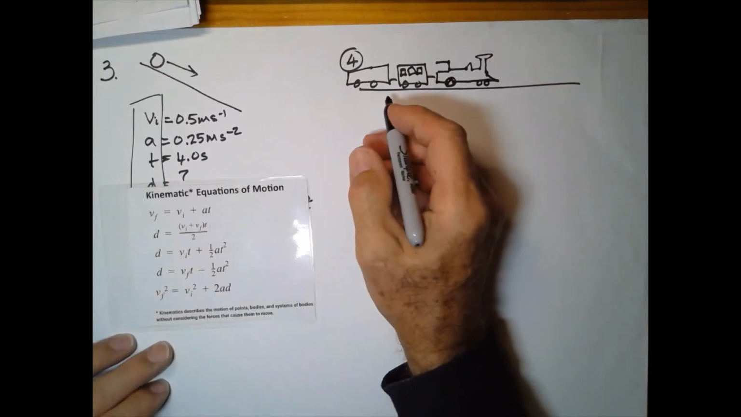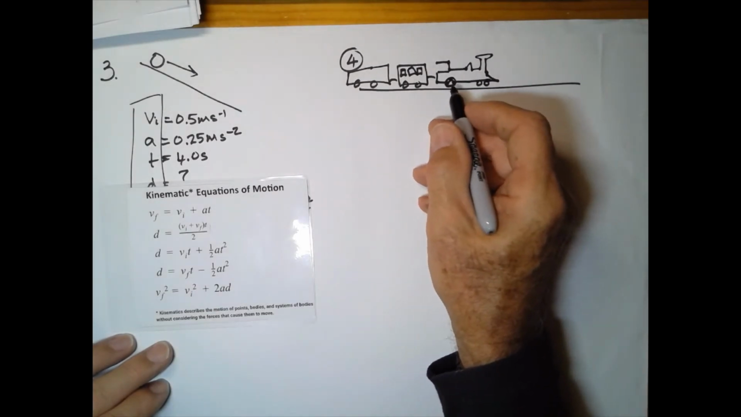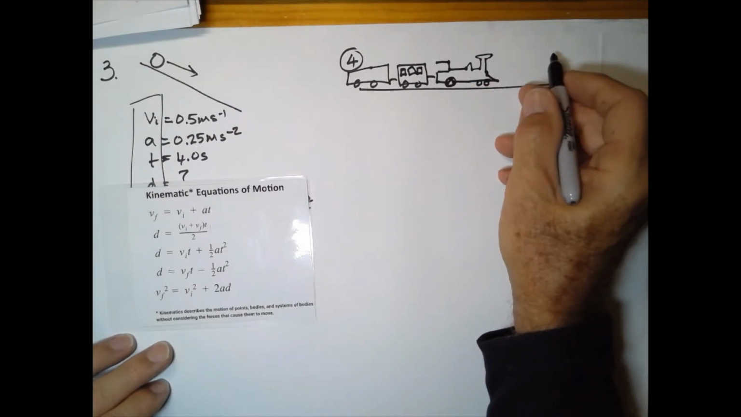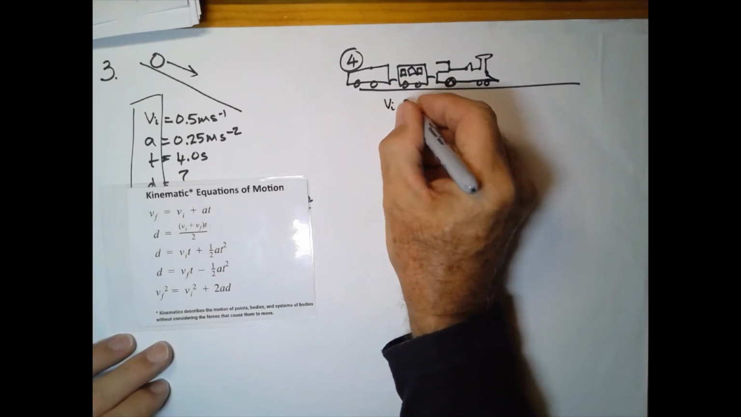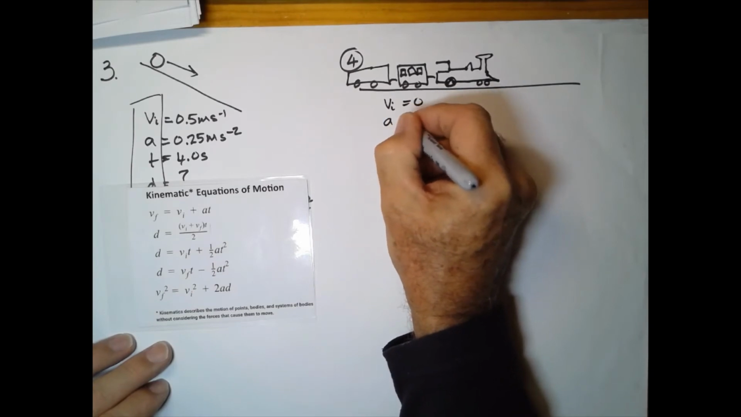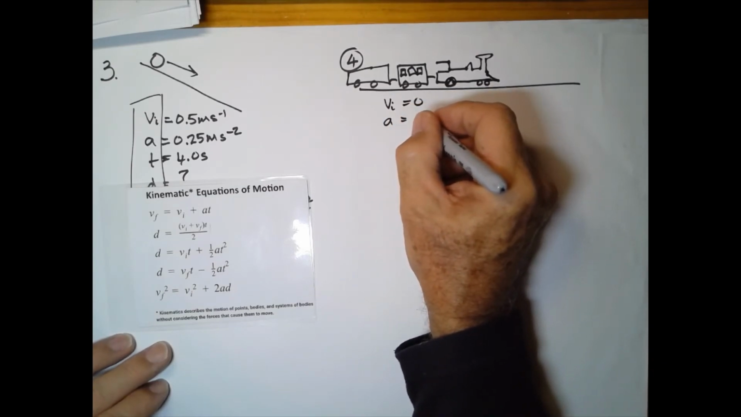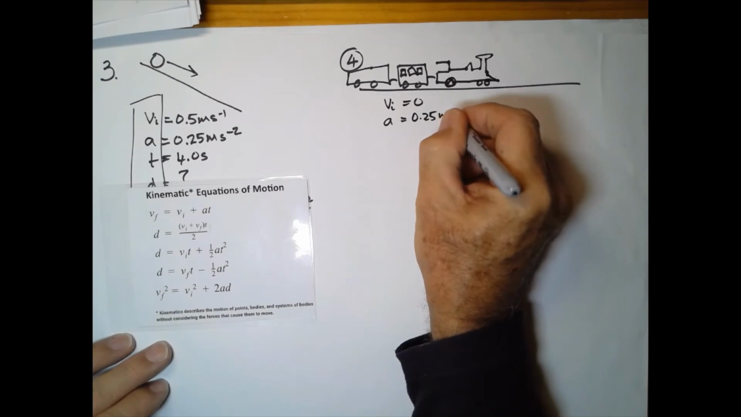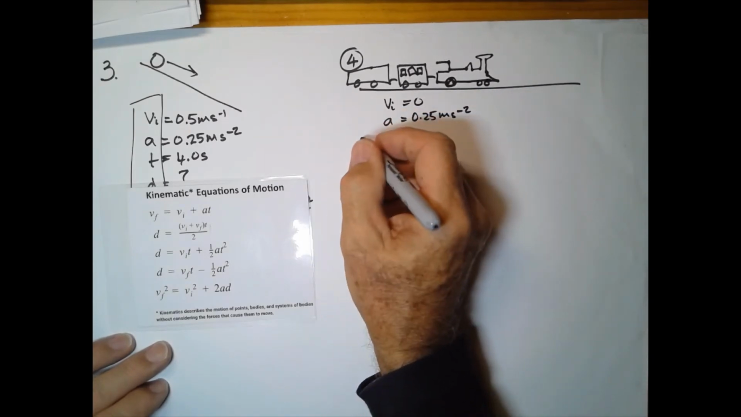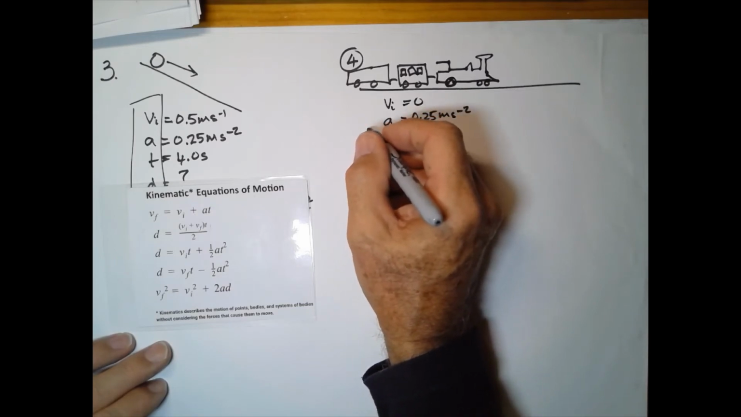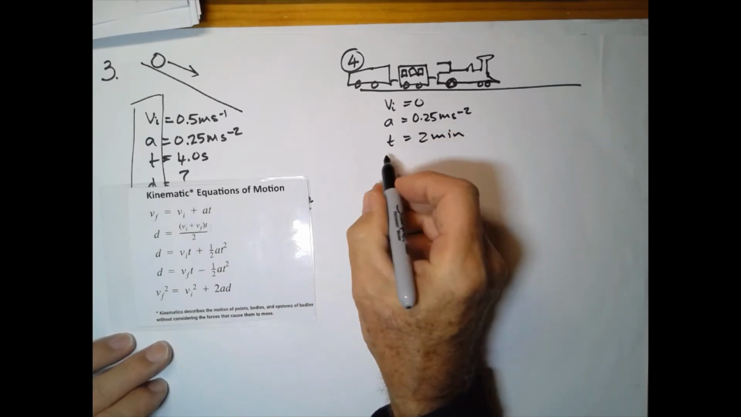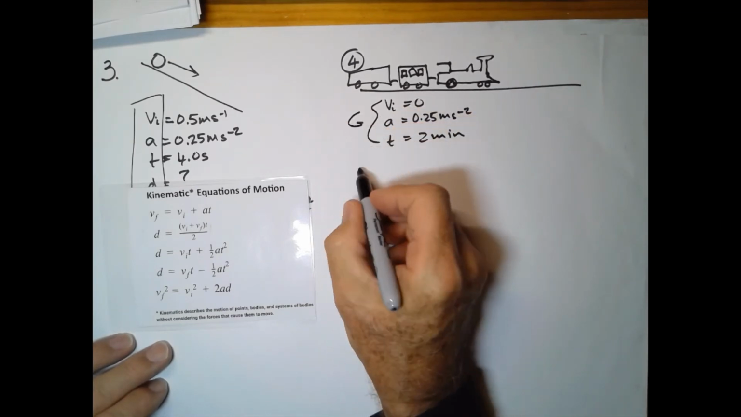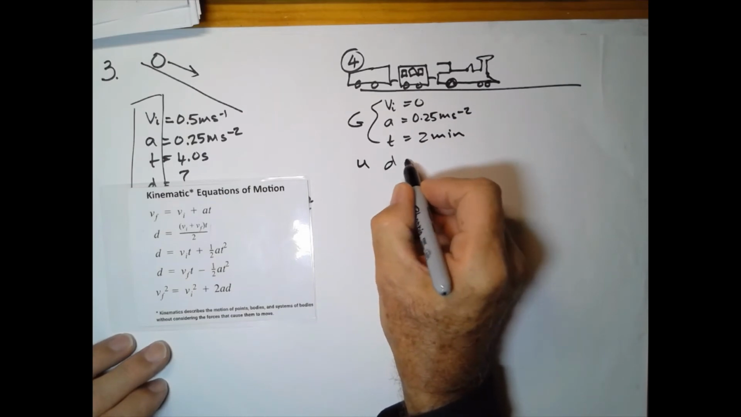Number 4. After stopping at a station, a train accelerates at a steady rate of 0.25 meters per second squared. After stopping at a station, so therefore its initial velocity is going to be 0. We're given the acceleration is 0.25 meters per second squared. How far does the train travel in 2 minutes? The time is 2 minutes. So that's our givens. Our unknown is distance.